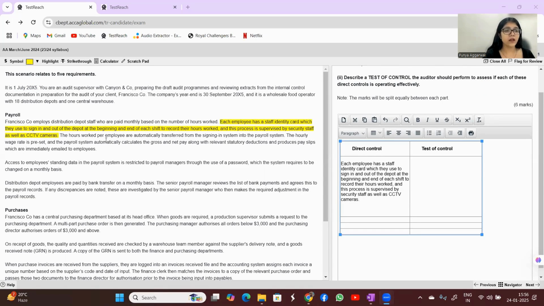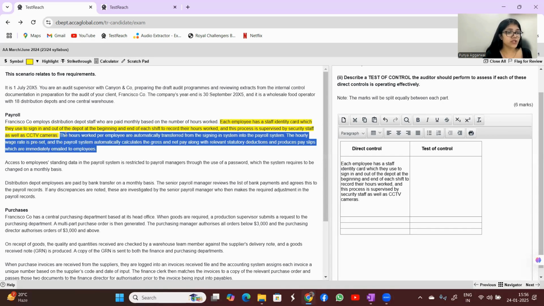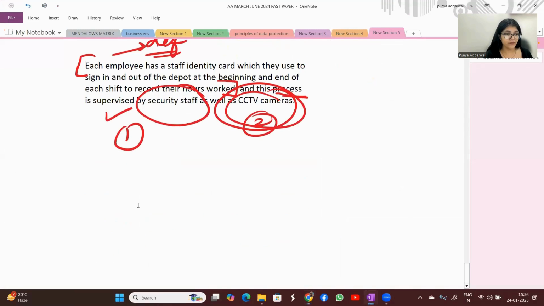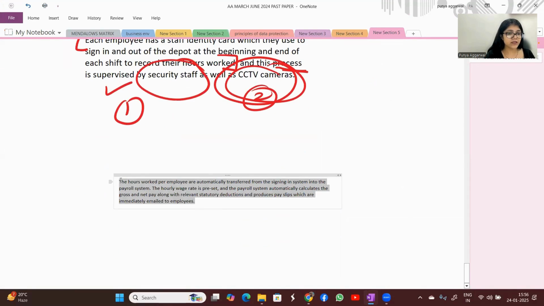Okay, let's read the next line. The hours worked per employee are automatically transferred from the signing in system into the payroll system. Okay, automatic. There's something known as automation happening over here, right? The hourly wage rate is preset and the employee system automatically calculates the gross pay and net pay along with relevant statutory deductions and produces pay slips which are immediately emailed to employees. Now again, reading this statement, they are telling you that we are doing automation.